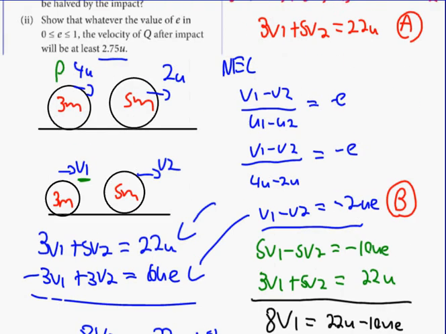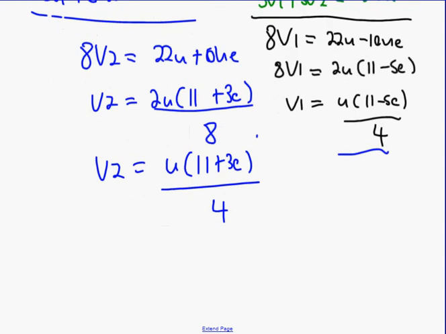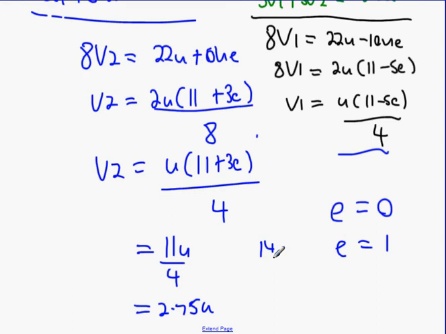Sorry guys, it says at least. See the word at least. Okay, we've got to test both ranges. We've got to test e equals 0 and e equals 1, see which one's bigger. So if I put in e equals 0, what do I get? I get 11u over 4, which is 2.75u. If I put in e equals 1, I get 14 over 4u, which is going to be 3.5.